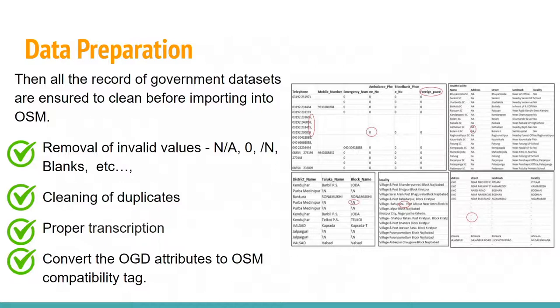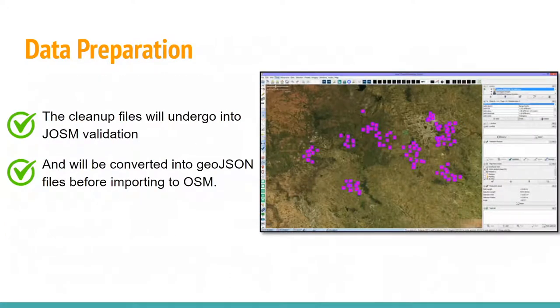Then finally, we convert these OGD attributes into OSM compatible tags, like defining the amenity or healthcare tag based on the health facility record, or contact and address related attributes to respective OSM keys and values. Later, these cleaned up files will be loaded into JOSM to undergo the JOSM validation checks. Then these records will be converted and saved as a GeoJSON file for further execution.